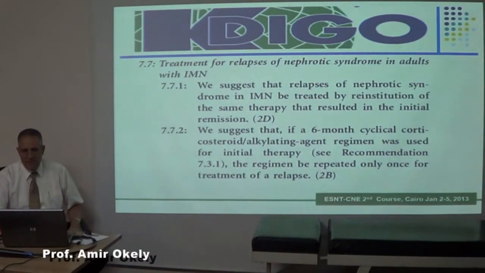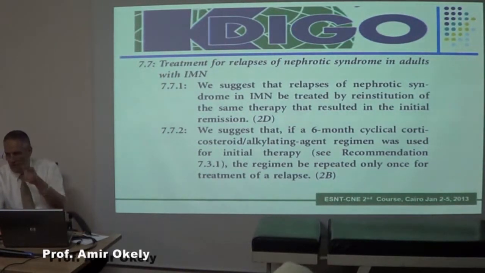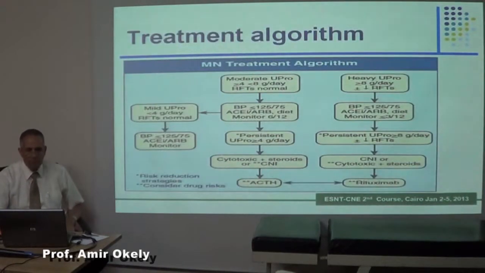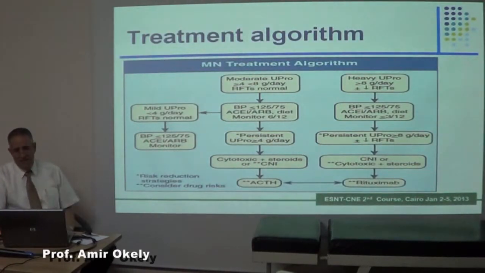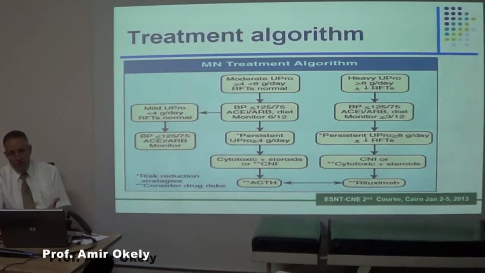Treatment of relapse of nephrotic syndrome in adults with idiopathic membranous nephropathy: if you start with steroids and cyclophosphamide, shift your patient to calcineurin inhibitor, and the reverse is right. And finally, this is the final slide. This is the algorithm for management of membranous nephropathy. Moderate proteinuria and heavy proteinuria.